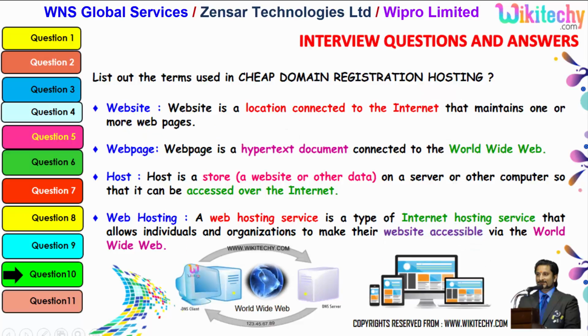Website. A website is a location connected to the internet that maintains one or more web pages, like Wikidigi.com. What do you mean by web page? A web page is a hypertext document, an HTML document connected to the World Wide Web. Host. A host is a store on your server or other computer so that it can be accessed over the internet.